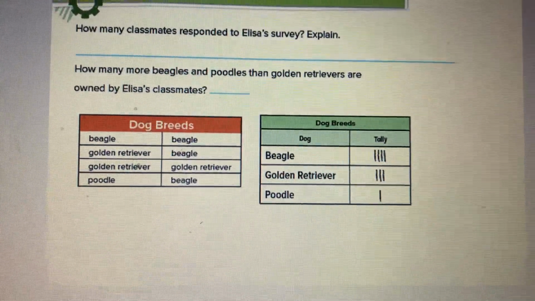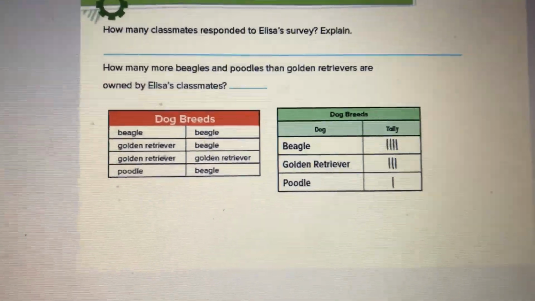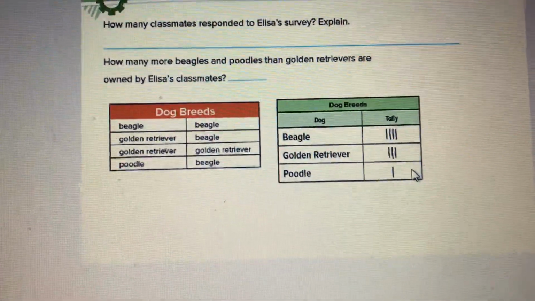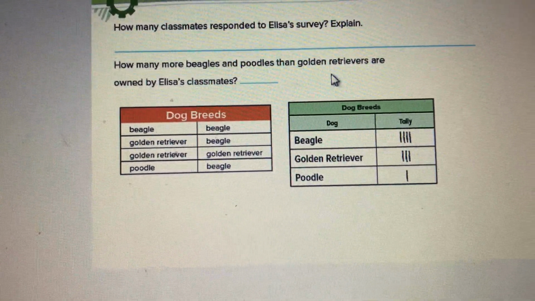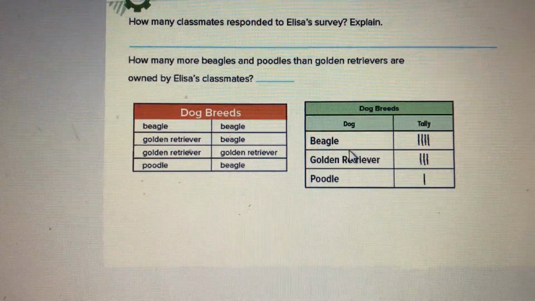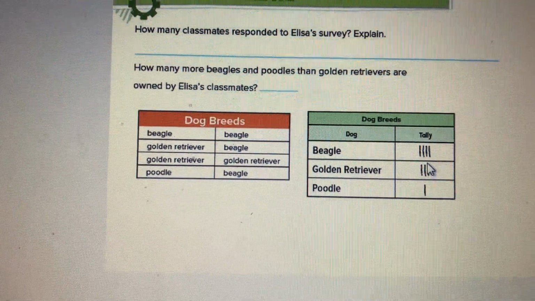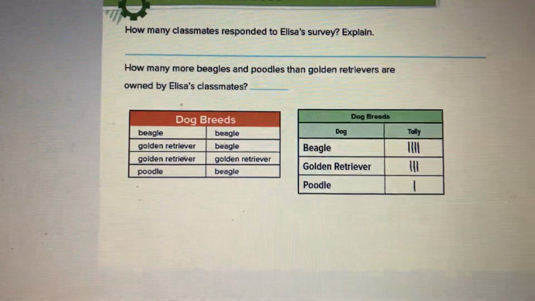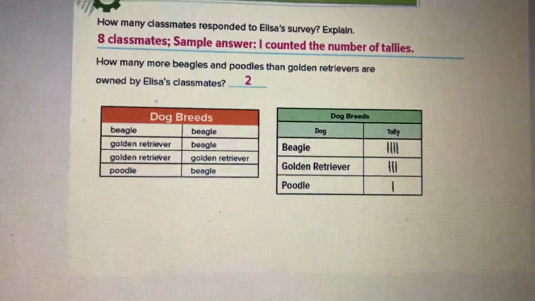All right. So how many classmates responded to Elisa's survey? This is where you would total up your tally marks and explain how many more Beagles than Poodles. How many more Beagles and Poodles than Golden Retrievers are owned by Elisa's classmates? So this is where you have to add up Beagles and Poodles and subtract the amount of Golden Retrievers, and hopefully you come up with an answer of 2. Okay?